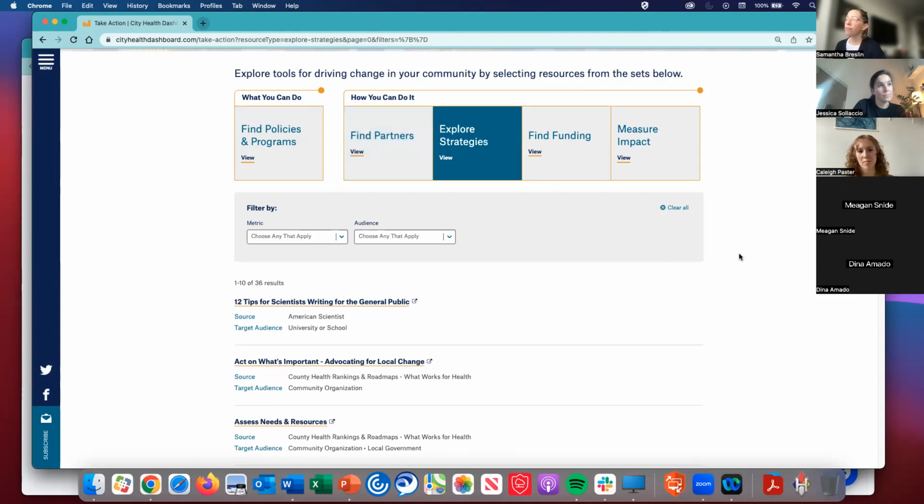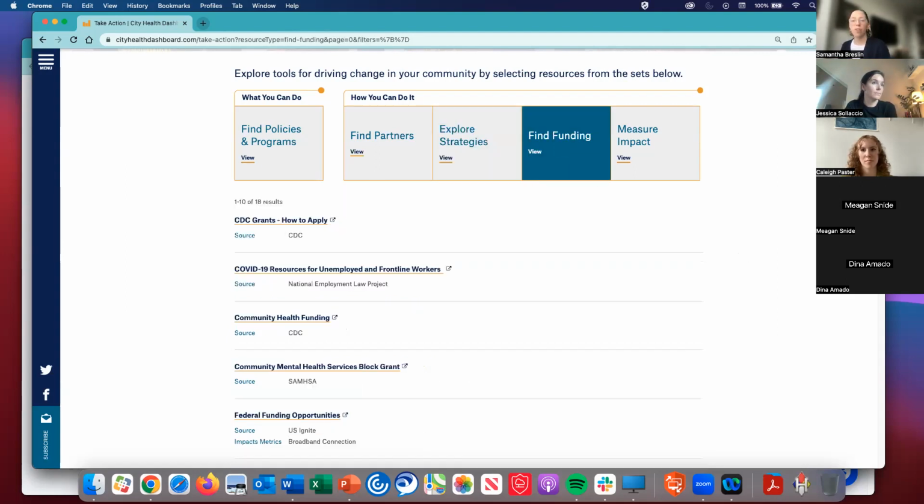We also have strategies that help us communicate about data, strategies that help us reach diverse communities, and tools to help us talk about the social determinants of health. Not everyone uses that terminology. So when we're talking to people who are not necessarily in the public health space, how can we bring them into those conversations about looking at the drivers of health?